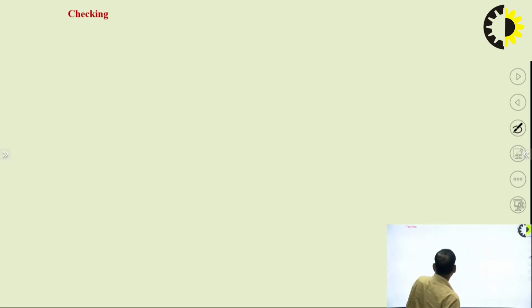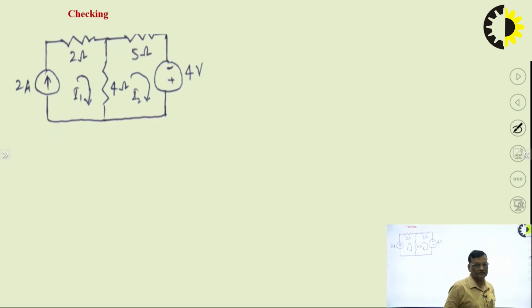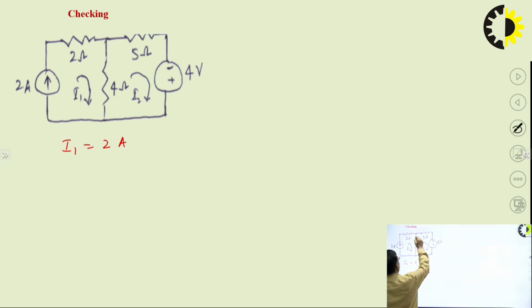Now, how will we check whether we have drawn the dual network correctly or not? Look, I have taken a very simple resistive network containing 2, 4 and 5 ohm resistors and 2 energy sources. One is a current source of 2 ampere and the other is a voltage source of 4 volt. From here, suppose I can find I1 and I2, where I1 is 2 ampere, and we can find I2 by applying Kirchhoff's voltage law in this loop.